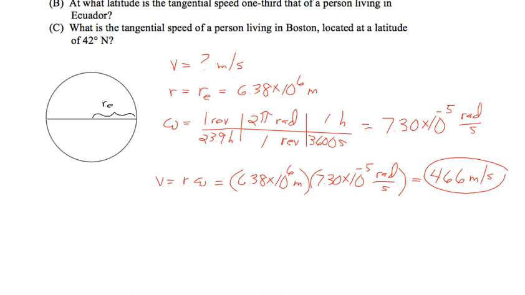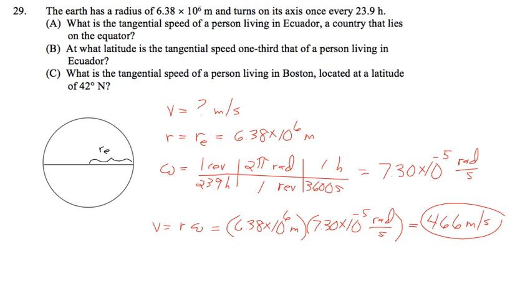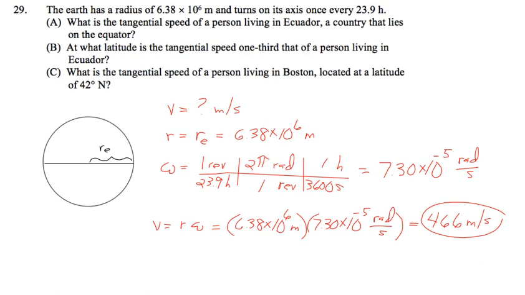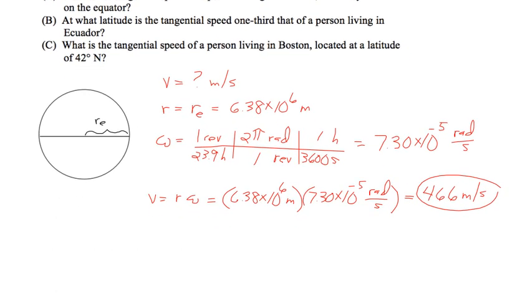So in part B, we have, at what latitude is the tangential speed 1/3 that of a person living in Ecuador? So we want the v to be 1/3 of what it is. So we know what that number is. I can just take this number right here and divide it by 3, and that's what I need it to be. So I know if it's going to be less, then it's going to be someplace closer to either the North Pole or the South Pole. It's not specified, so we could say the latitude north or south, it's going to be the same thing. But it's going to be somewhere up here, let's say.